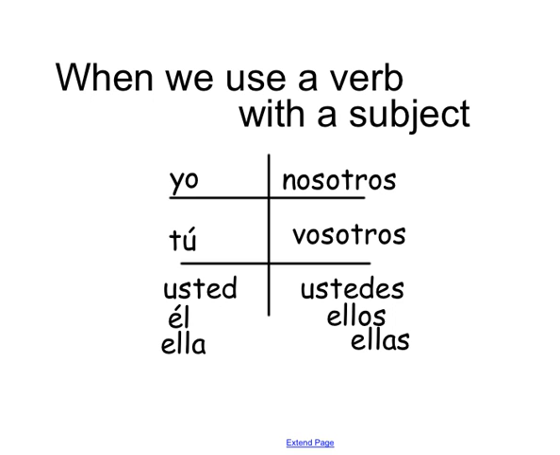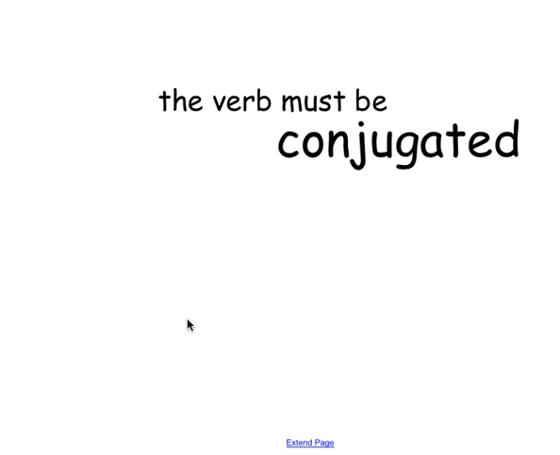When we use a verb with a subject, we have subject pronouns. Remember, the subject pronouns are yo, I, tú, you informal, usted formal, you. Él and ella are he and she. Nosotros is we. Vosotros is you all, you guys. We don't teach it to you a lot because it's only used in Spain. Ustedes is you all, you guys. Ellos, they, and ellas, they, all girls, all women.